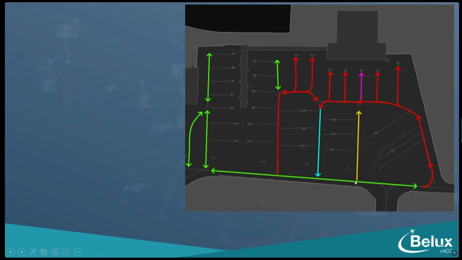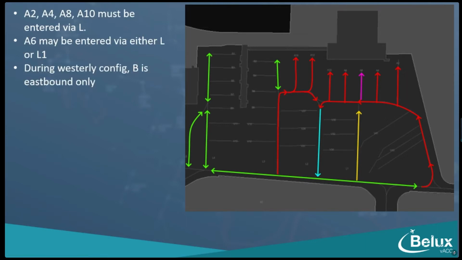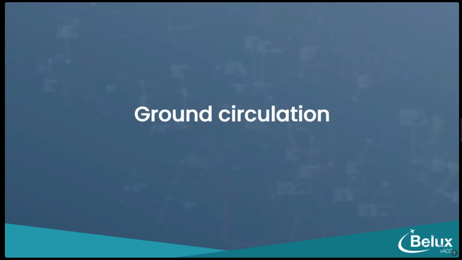In real life, they use Lima 1 as a direct entry for Alpha 6 only. On VATSIM, it's okay if you use it for others as well. It's a little bit ATC discretion, but this is the way it's mostly done in real life. So I think I've mostly said this. Oh yeah, of course, during westerly config, so runway 24 is active, this one is eastbound only. We'll get to that when we talk about the taxiway circulation as well. And Lima 2 circulation must always be respected.